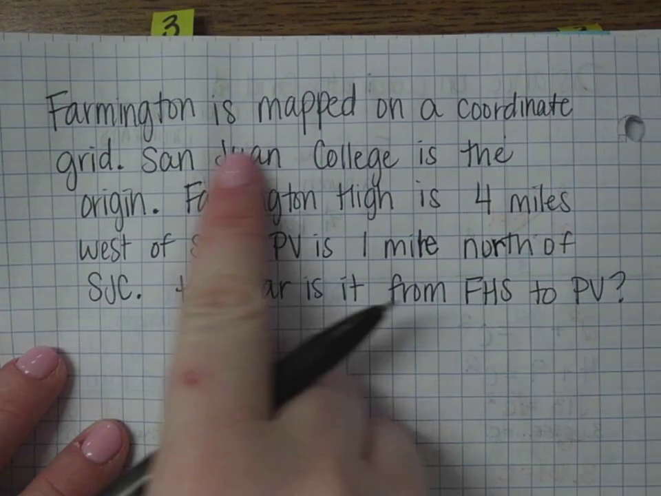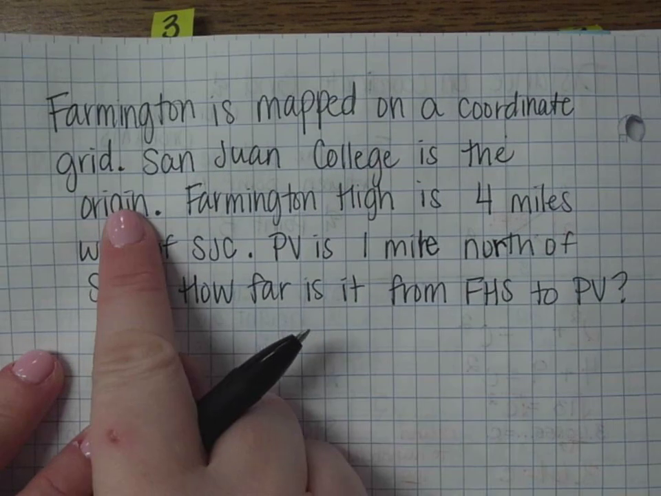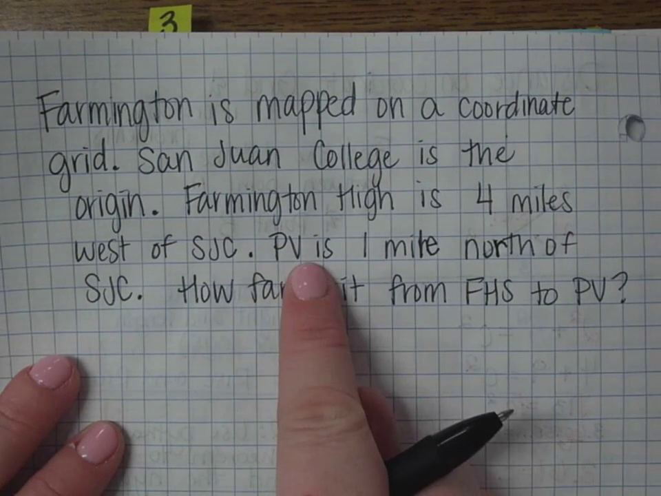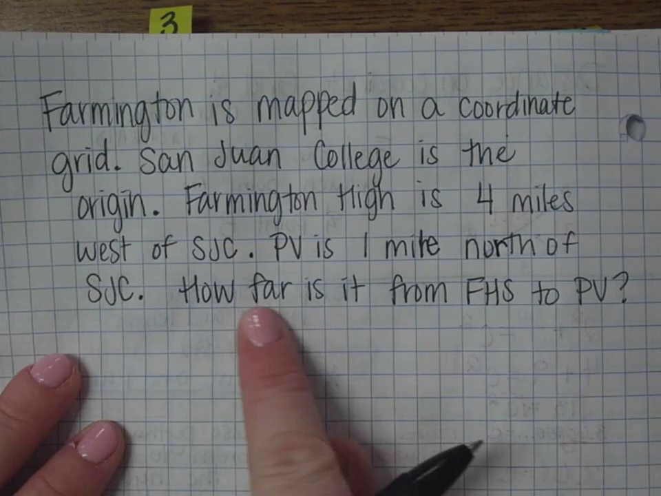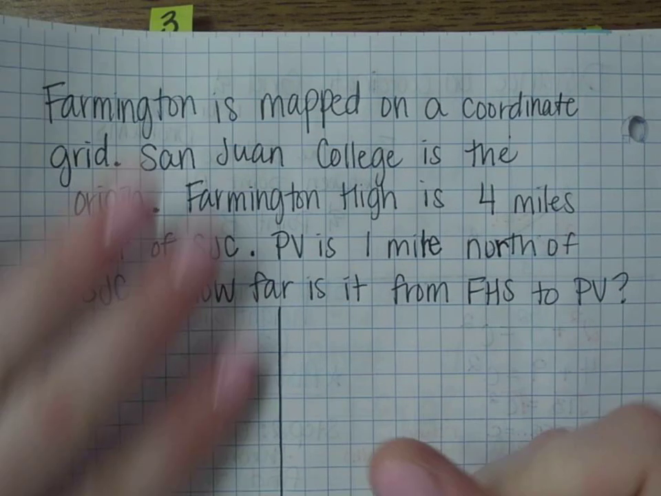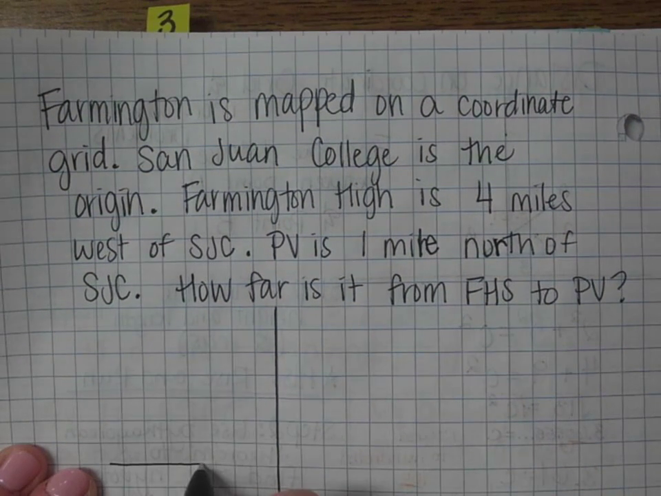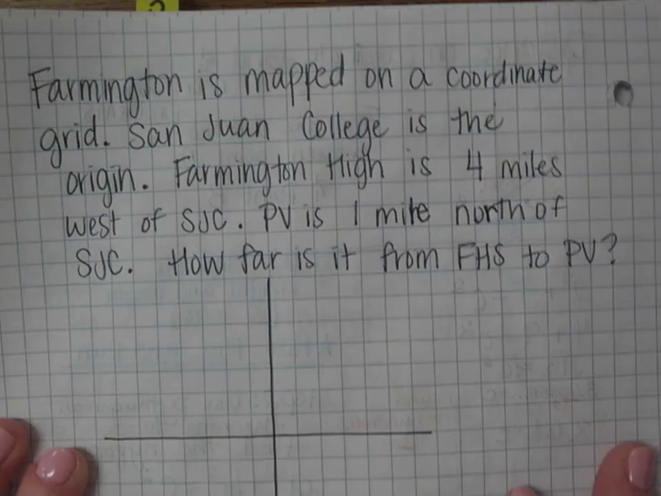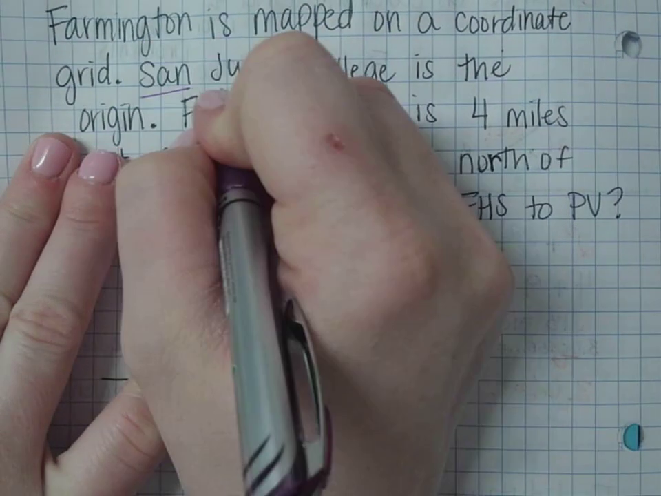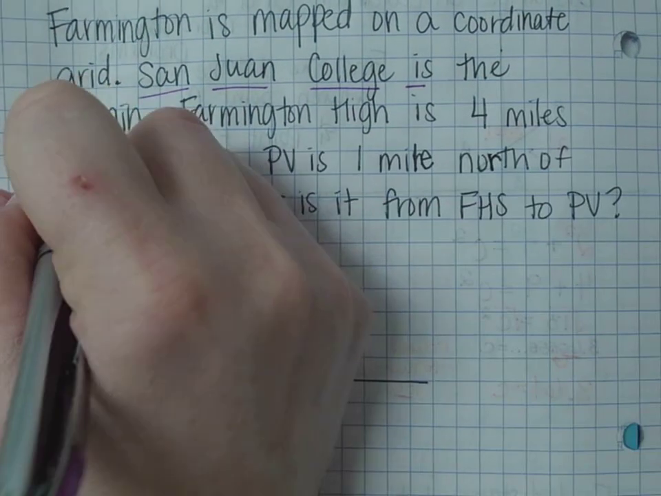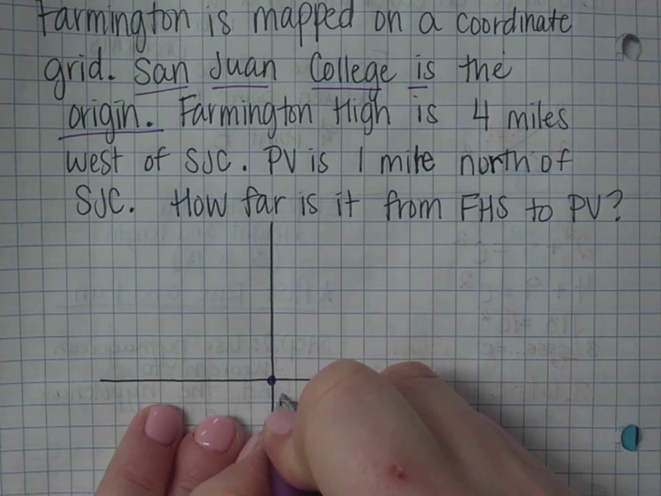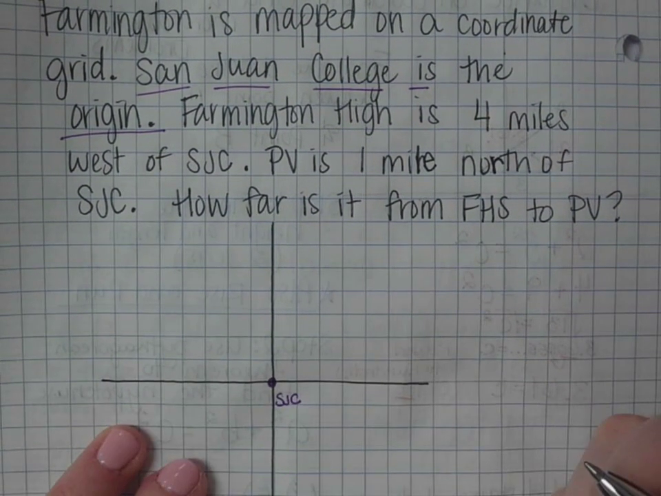So Farmington is mapped on a coordinate grid. San Juan College is the origin. Farmington High is 4 miles west of San Juan College. PV is 1 mile north of San Juan College. How far is it from FHS to PV? So again, every time you have a word problem, draw a picture. So this first part, San Juan College is the origin. So we know the origin is right here. That's SJC, San Juan College.